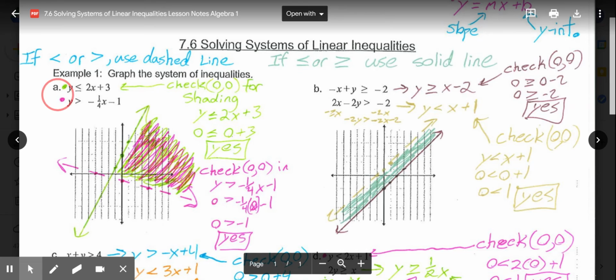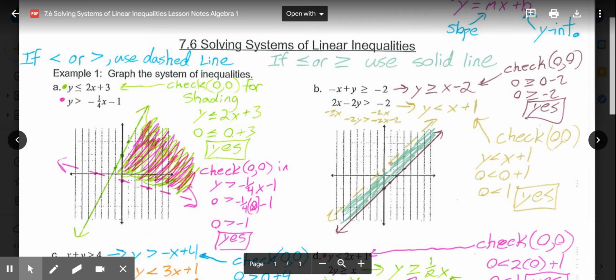So with A, let's do the top equation first, which is my green line down below. I know it's less than or equal to, so it's a solid line, and it's already in slope-intercept form. So 2x plus 3 tells me I'm going to start at the positive 3 here for my y-intercept, and my slope is a positive 2, meaning I'd go up 2, right 1. And then connect the dots and draw in our solid line.